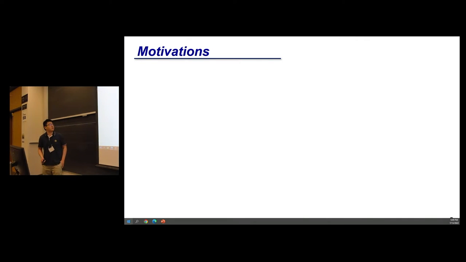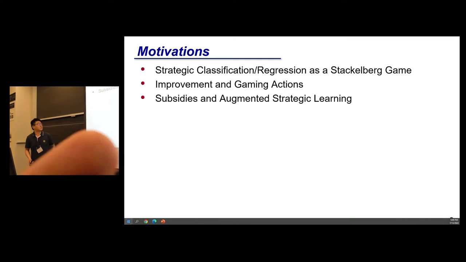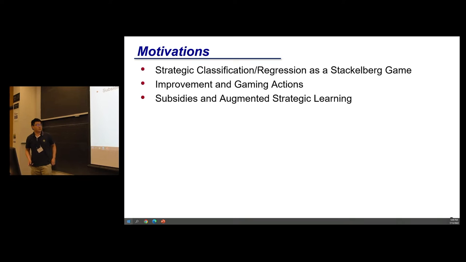So let me start with the motivations and some background of this topic. Strategic classification or regression problems are normally studied as a Stackelberg game, where the decision maker moves in the first stage by designing and committing to a decision rule. In classification, it will be a classifier, and in regression, it will be a regression function. And then in the second stage, the agents will simultaneously move to best respond to the decision rule they observe. And they will strategically manipulate their features so that they can get desirable decision outcomes and thus maximize their own utility functions.